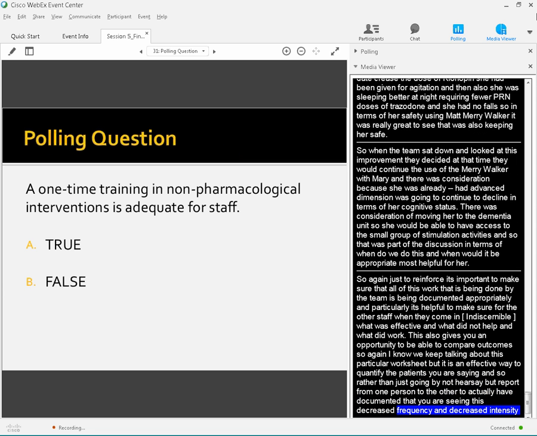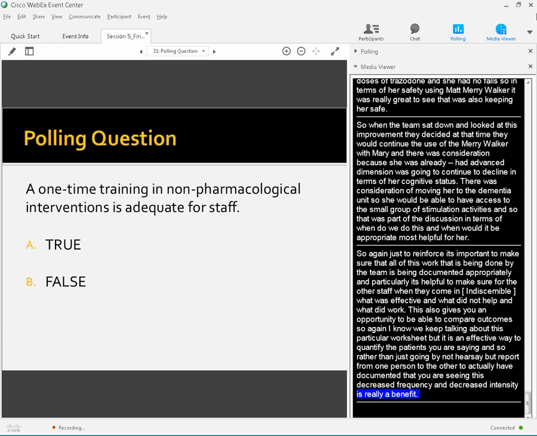And there's time for another polling question. A one-time training in non-pharmacological interventions is adequate for staff.